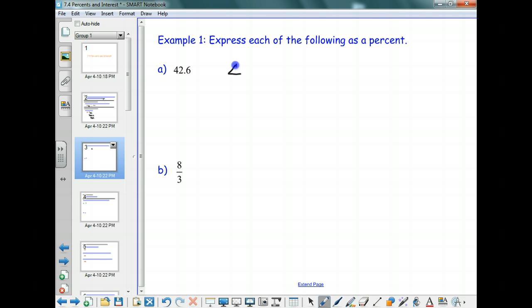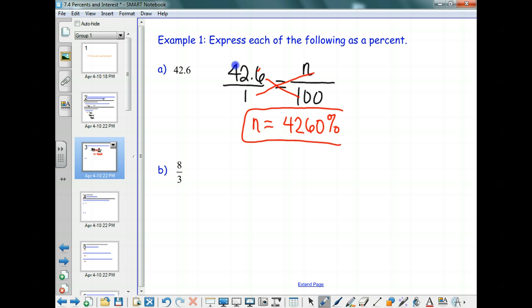We can take this 42.6 and write it over 1. And what we're trying to find is what this is equal to when the number is written over 100 instead. Okay. And we can cross multiply to do that. You guys like cross multiplying anyway. So N equals what? 4,260. And then as a percent, that's the number per cent that we were looking for. That number per 100.